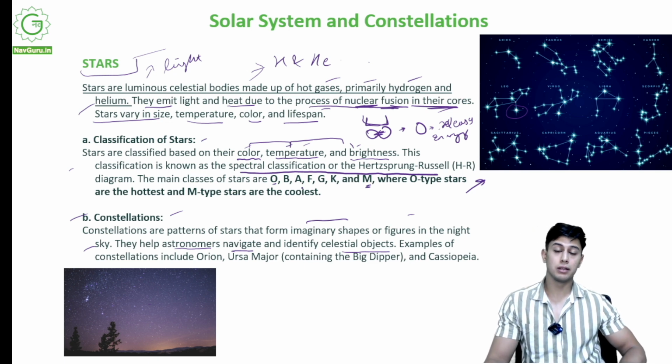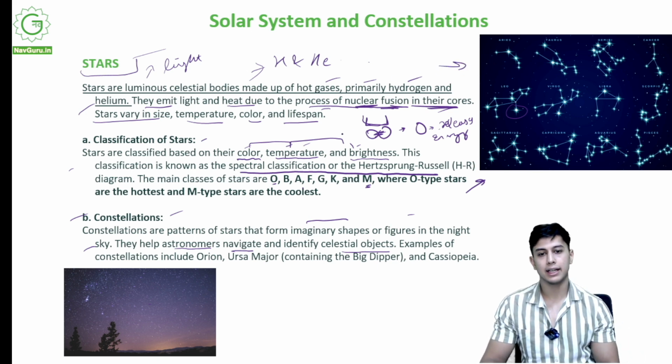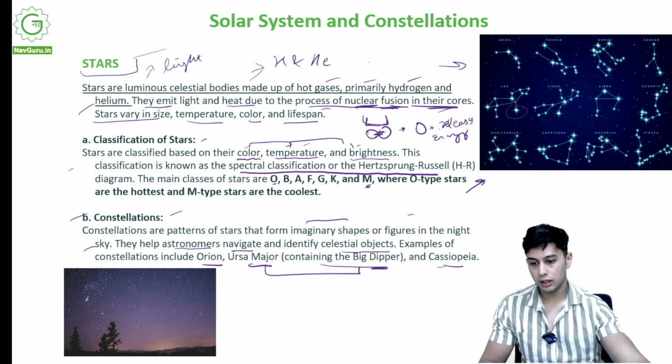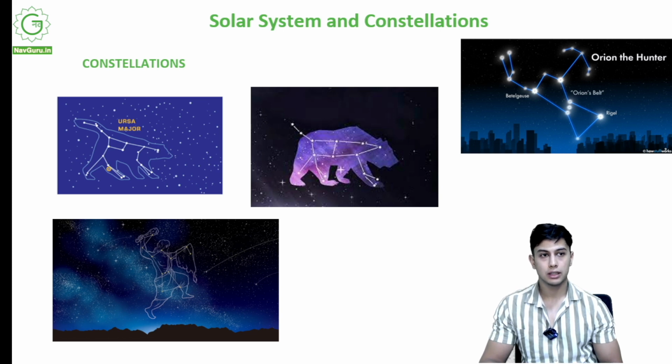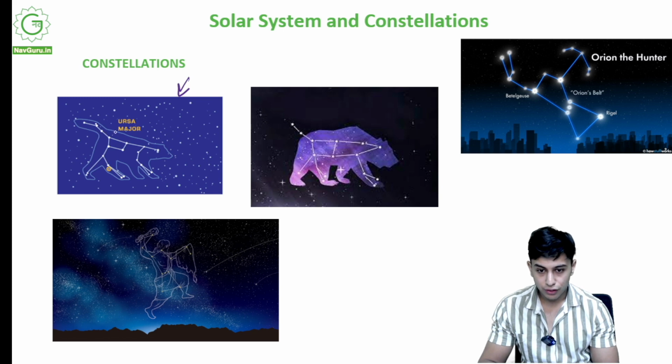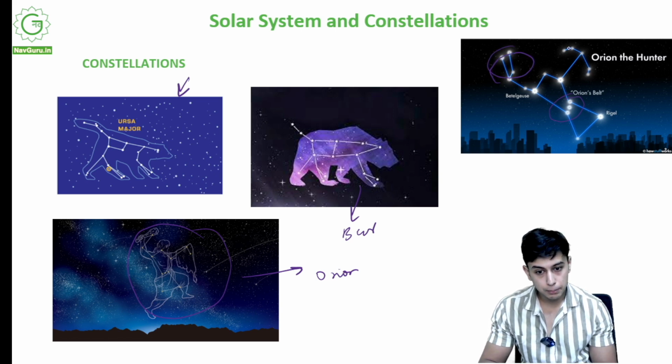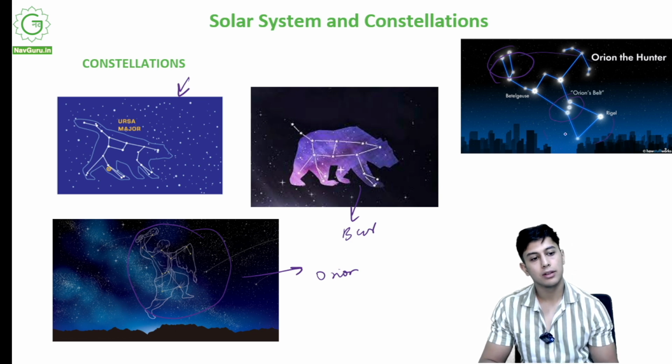People see their sun signs, Sagittarius, Scorpio and all. These are all in the night sky. Examples of constellations include Orion, Ursa Major, containing the Big Dipper, and Cassiopeia. I'll show you images of constellations. See this constellation, this is Ursa Major. It forms the bear. This is Orion the hunter. If you can see, it depicts a hunter. This is its belt, this is its weapon, a bow and arrow or something it is holding. This shows like a man.